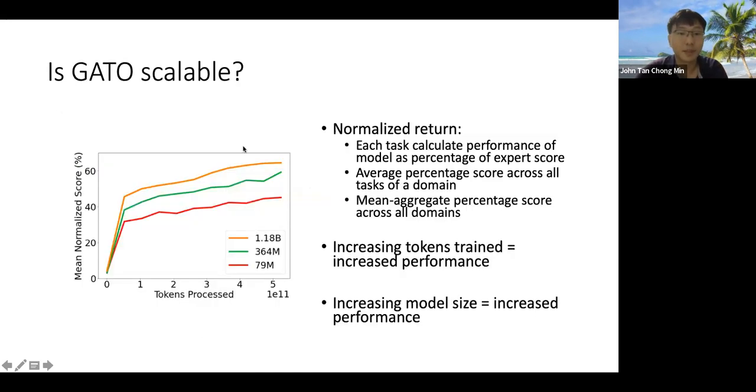So you see the total tasks here, and the total tasks that reach expert score vary based on environment. So the question we ask ourselves is: is GATO scalable? Can we scale GATO to perform even better? And the answer is actually yes.